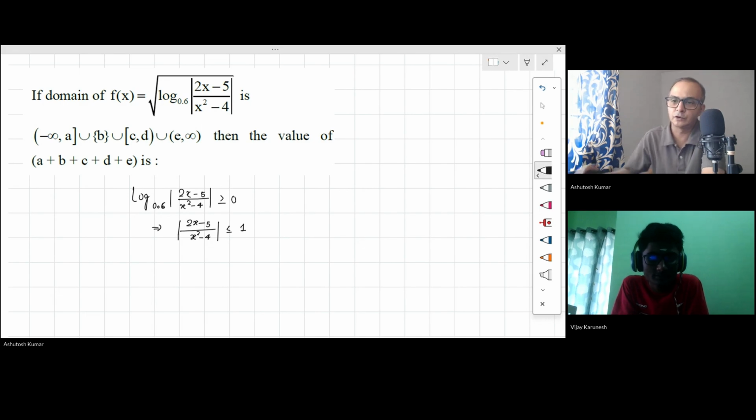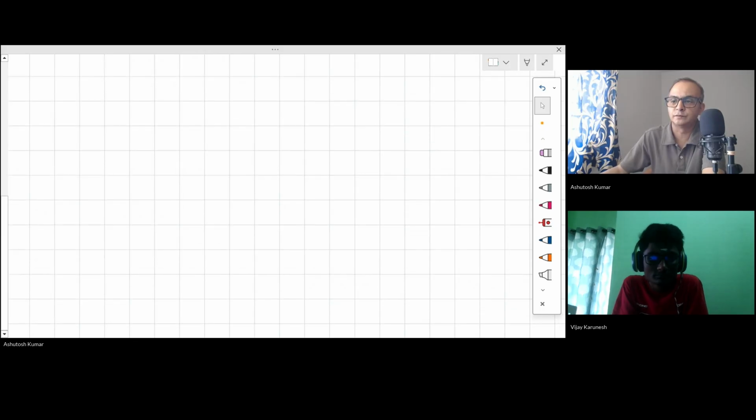After that, how did you open the mod? We have to take the different cases. So you took (2x minus 5)/(x square minus 4) less than or equal to 1, it should lie between minus 1 and 1. Yes, sir. Right? And then you took the first case and the second case, and again after that, very good. So answer is 4. Perfect.